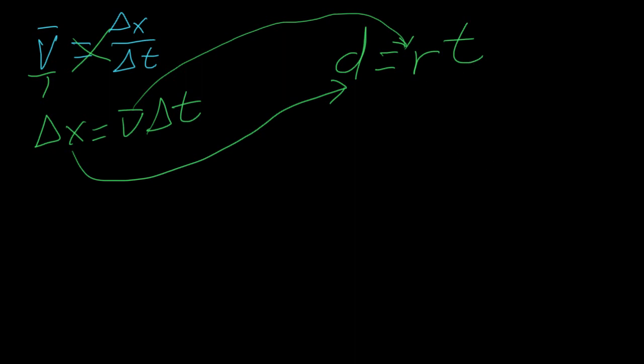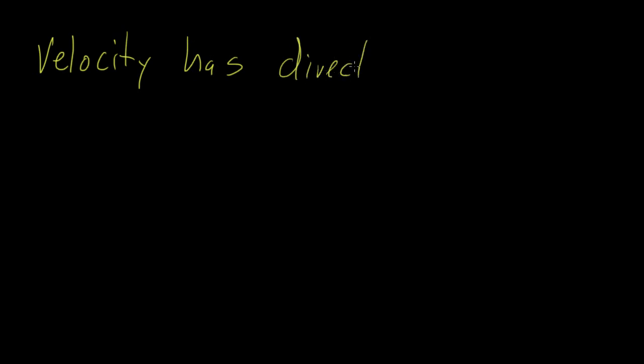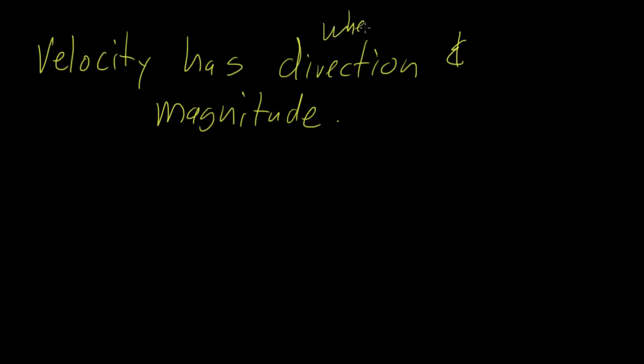Now, velocity is not quite the same as speed, because velocity, and here's the important distinction, velocity has direction and magnitude, meaning direction is where, and magnitude is how much.